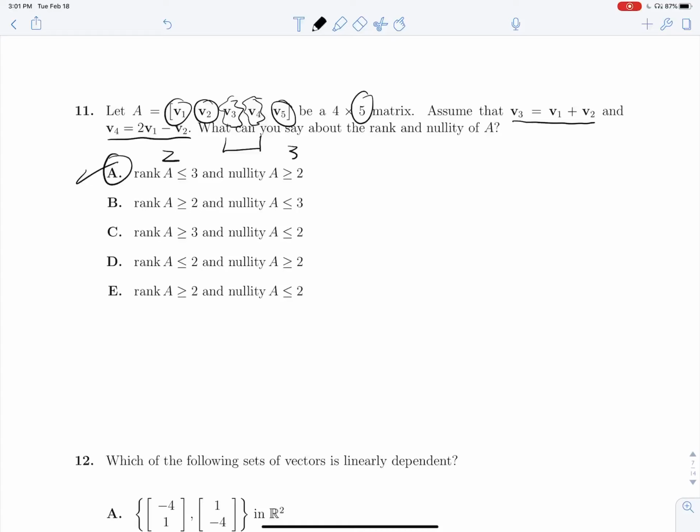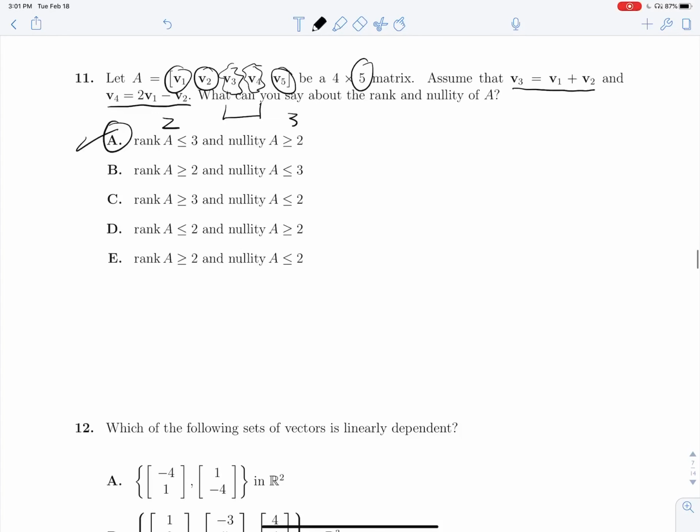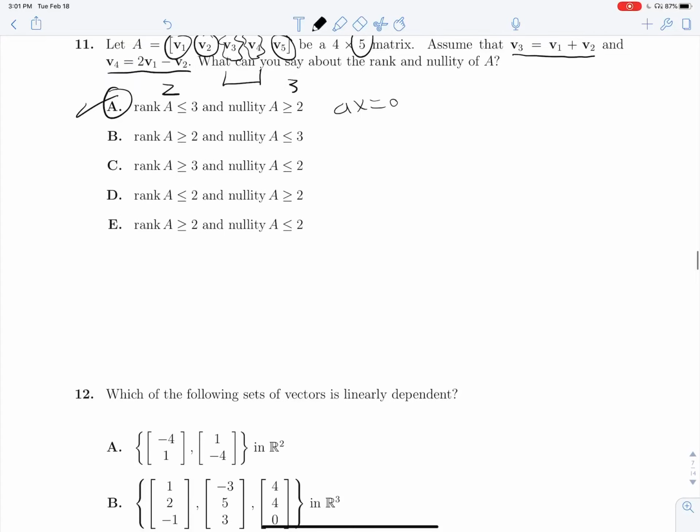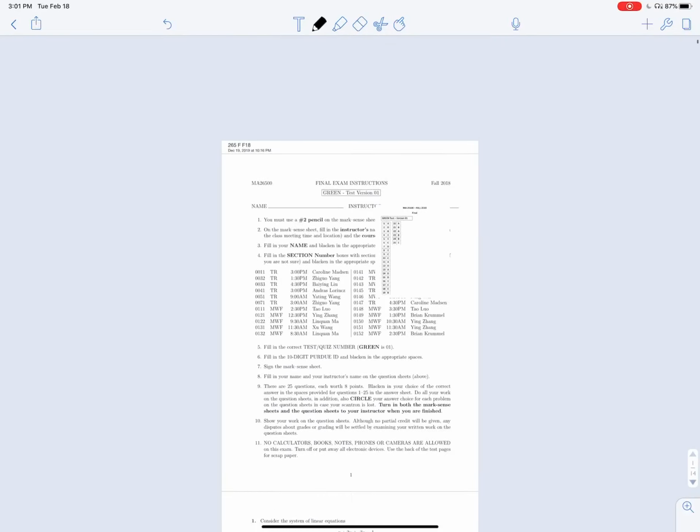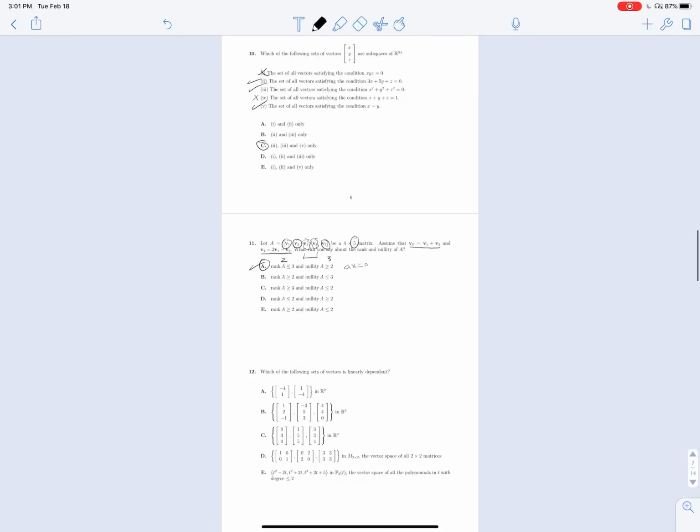So A is correct. And just to remind people, the rank is the dimension of the column space, and nullity is the dimension of the null space, which is the solution to AX equals 0. And okay, let's go check. Yep, we're good.